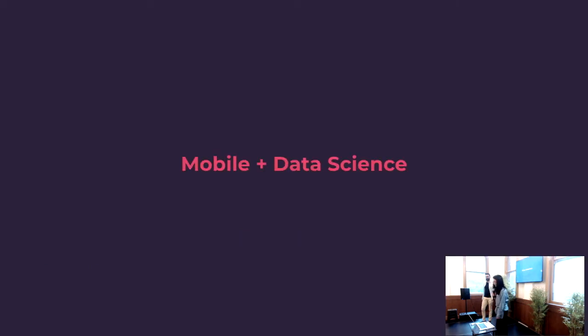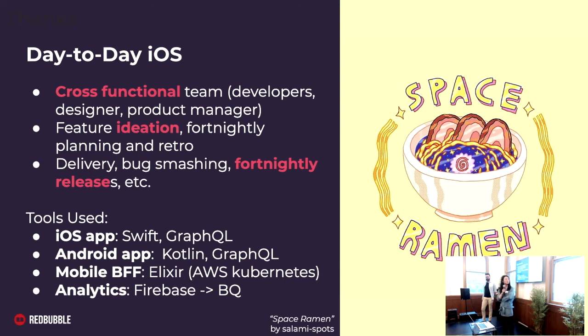We also want to introduce how mobile and data science work together at Redbubble. The day-to-day life for iOS is, we have a cross-functional team. We have back-end developers, front-end developers, designers, and product managers sitting in the same team. We do feature ideation, fortnightly planning and retro. We do feature delivery, bug smashing, and fortnightly releases as well. That's pretty common for most places, I think.